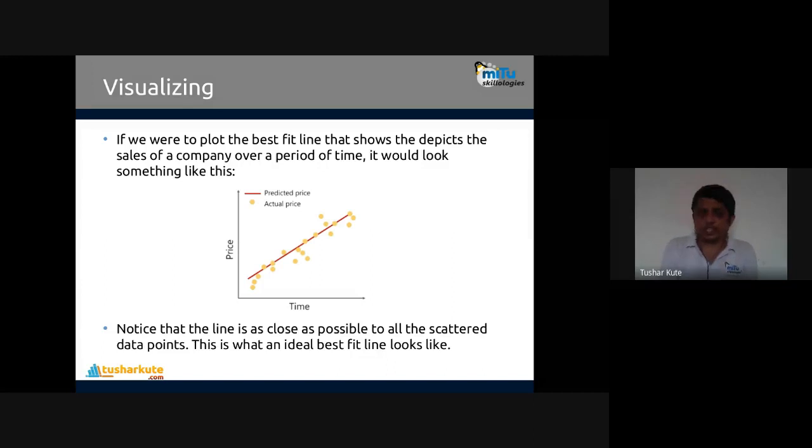So we'll notice that the line is as close as possible to all the scattered data points, and this is what an ideal baseline will look like. Okay, this is what the application is. So in linear regression also we are told about the same.